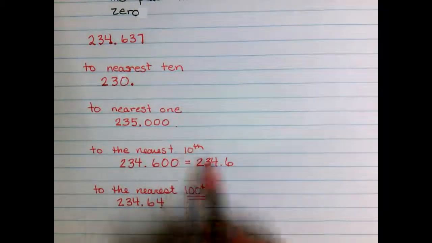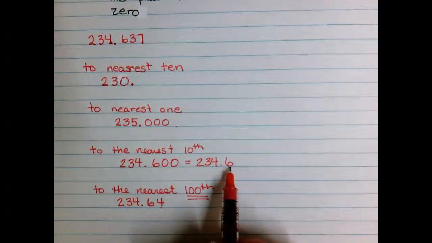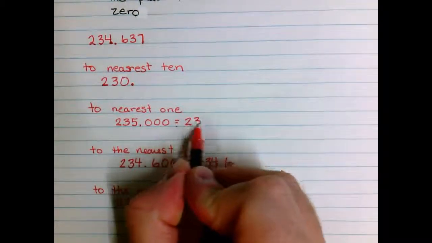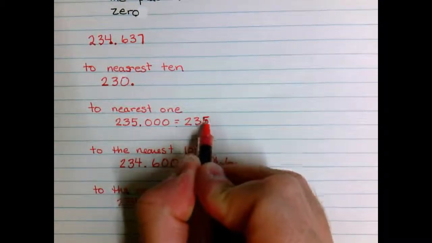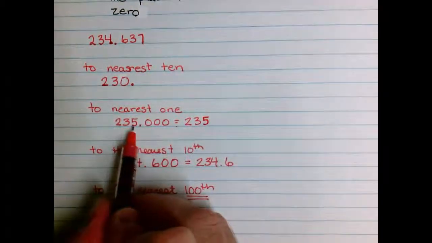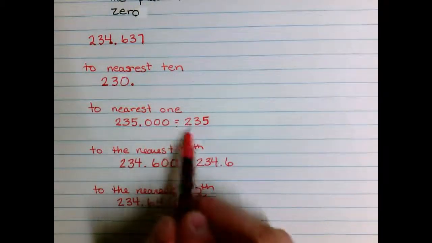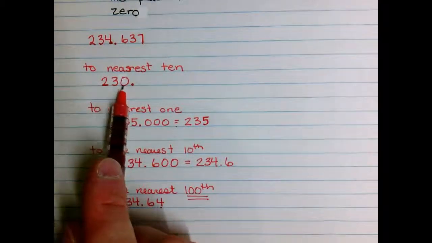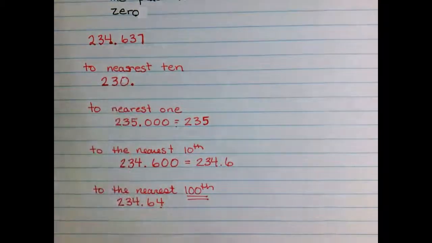If we round to the nearest tenth, our number stops in the tenths. The nearest 1, all the numbers after the ones place, or the unit, are zeros, or we can simply say the nearest 1 is just 235. Nearest 10, anything after the tens is 0. So hopefully this will help you with rounding to the nearest unit, tenth, or hundredth.